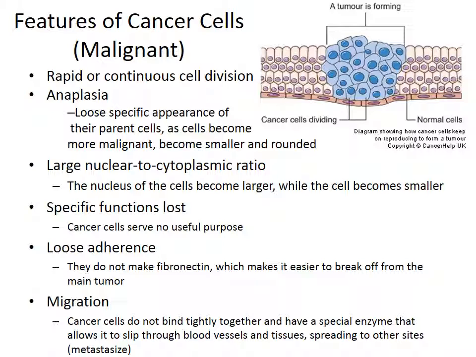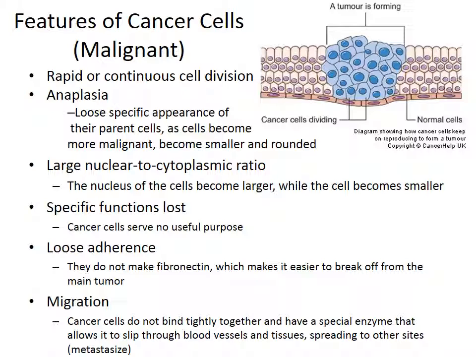The features of cancer cells are their malignancy, which is the rapid or continuous cell division. Anaplasia results, which is the loss of the specific appearance of their parent cells. As cells become more malignant, they become smaller and more rounded. Cancer cells have a large nuclear to cytoplasmic ratio, which produces a cell that has a larger nucleus than normal cancer cells, and the cell itself becomes smaller. Oftentimes in malignant cancer cells, specific functions are lost as cancer cells can serve no useful purpose.